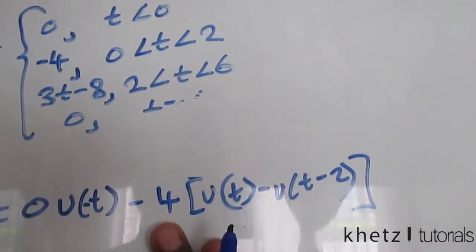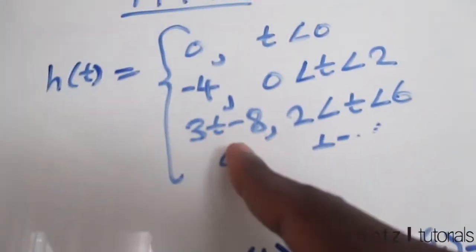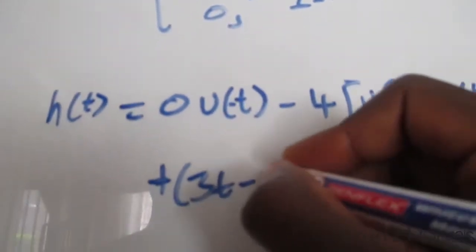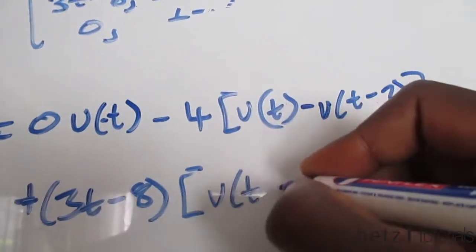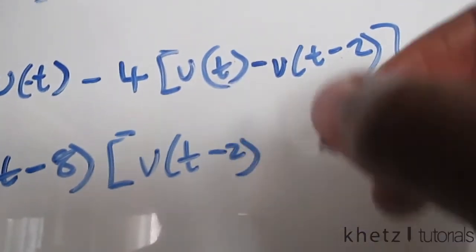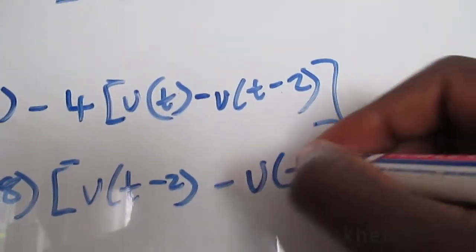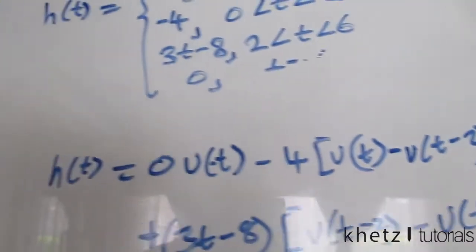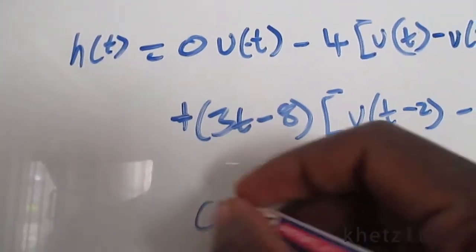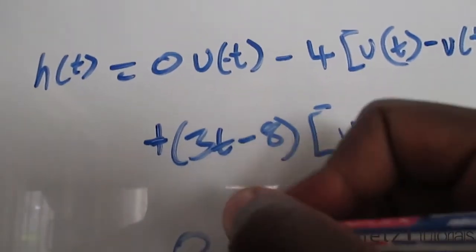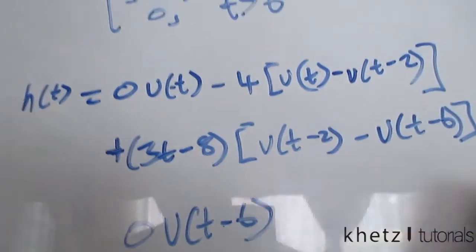So this is 0, that is -4 with the limits, and I'm going to add 3t subtract 8, which is the next one, with the inequalities in play. So u of t subtract 2 is the first or lower limit, subtract the upper limit of 6. Then finally, this is for time greater than 6. I'm going to have 0 multiplied with whatever, for time greater than 6, going onwards, until infinity.